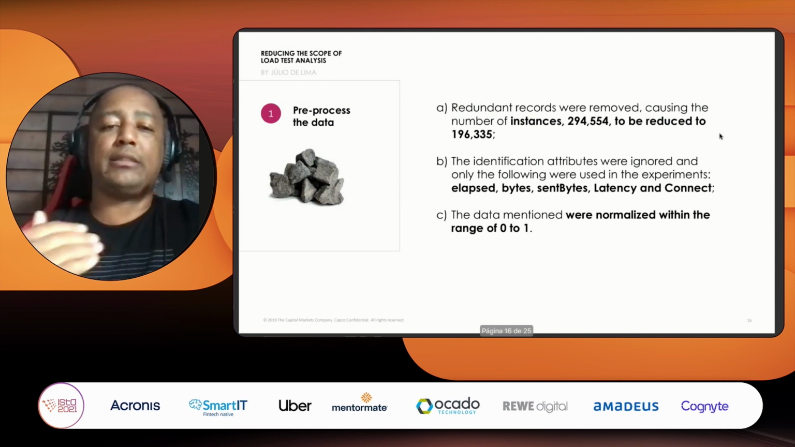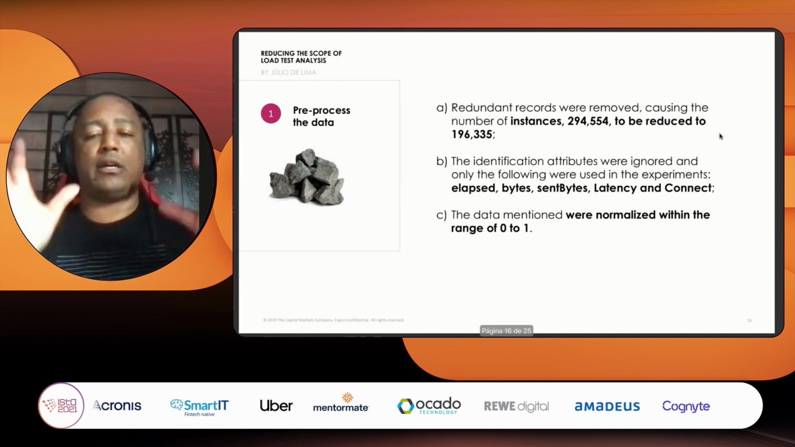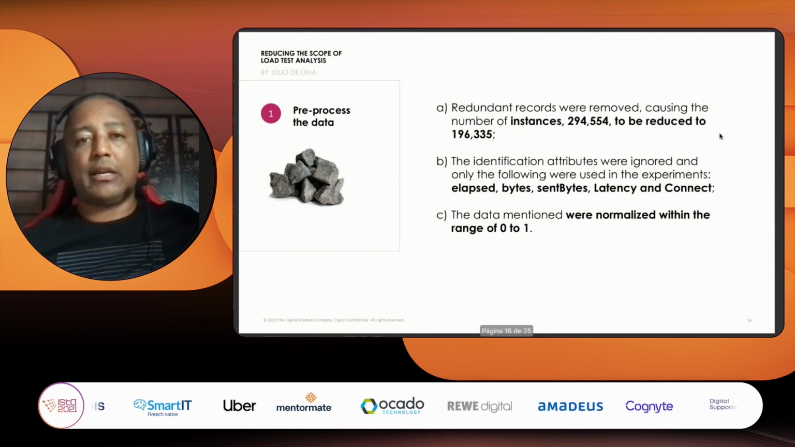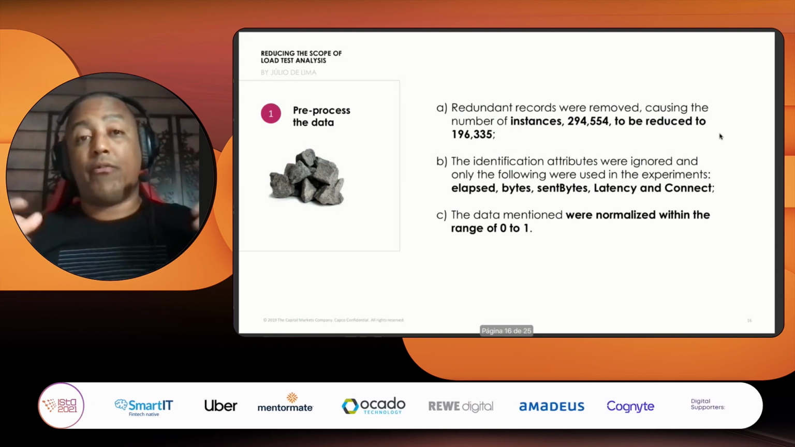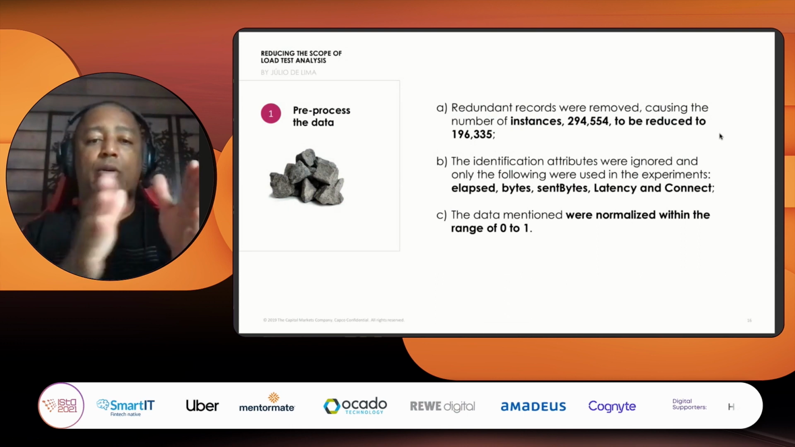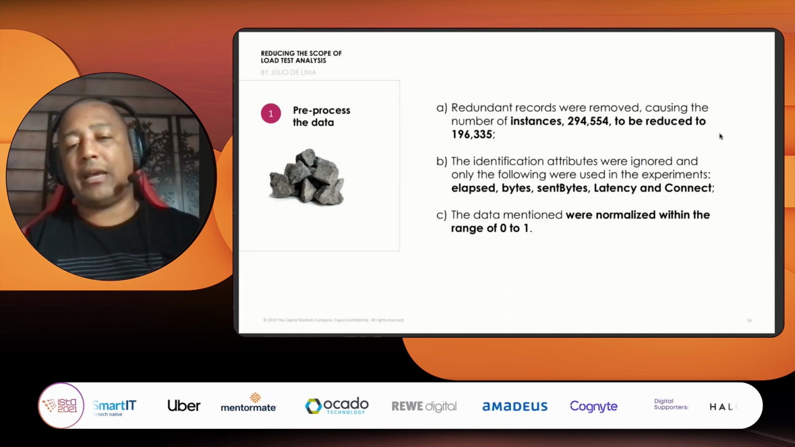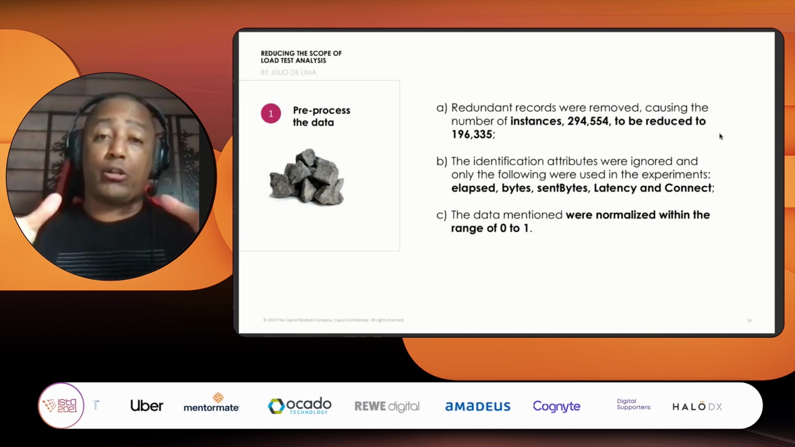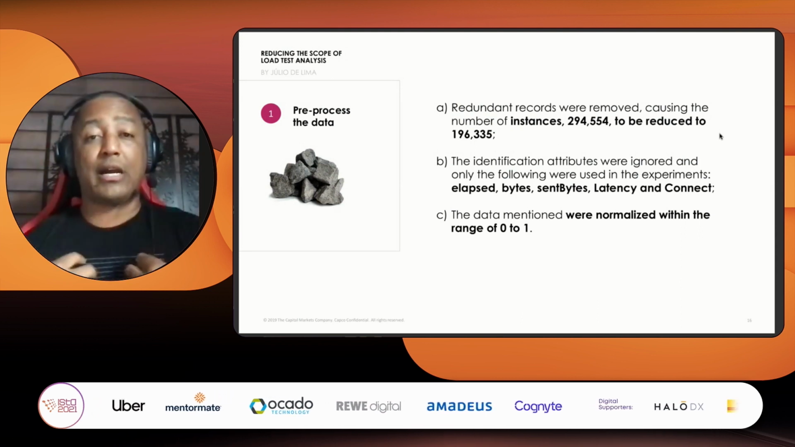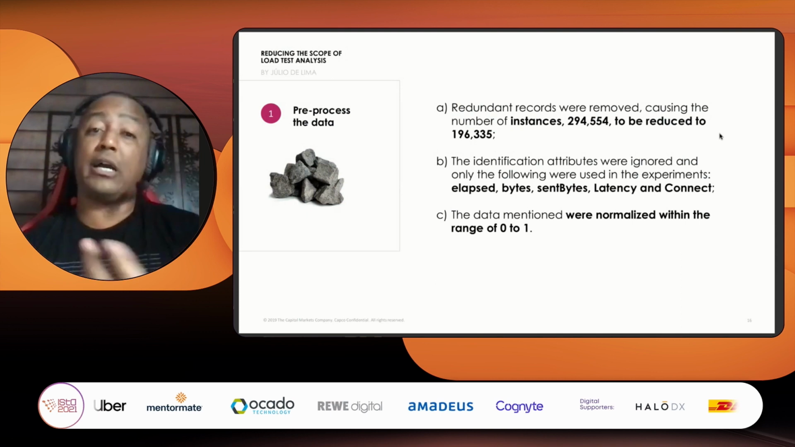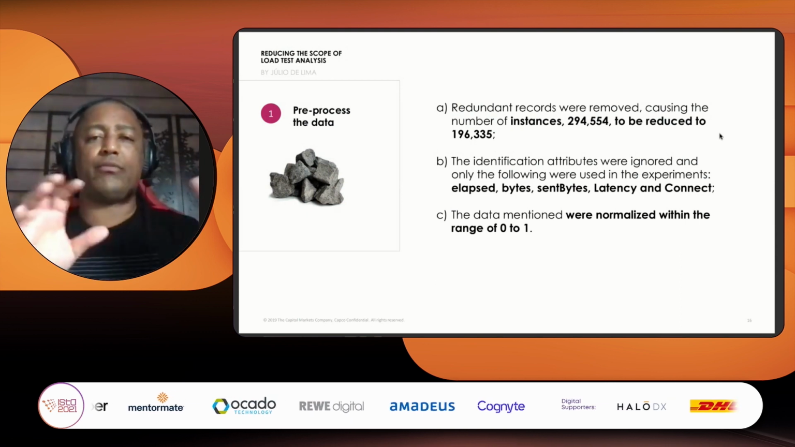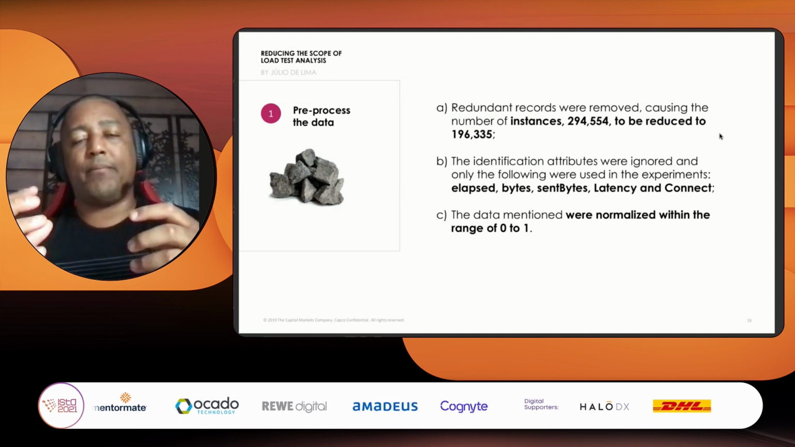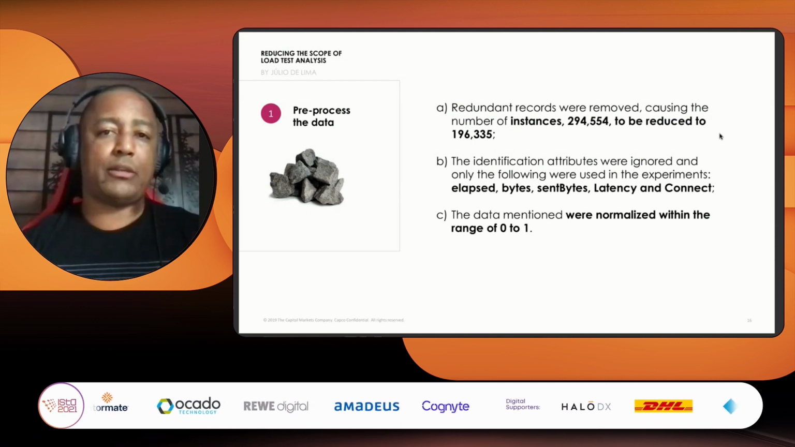Records. Then I did another thing. I removed all the columns that are not useful for my investigation. So I left just the elapsed, bytes, latency and connect columns, because these are the columns that I, a human being, would analyze to understand if there are outliers when analyzing the patterns.